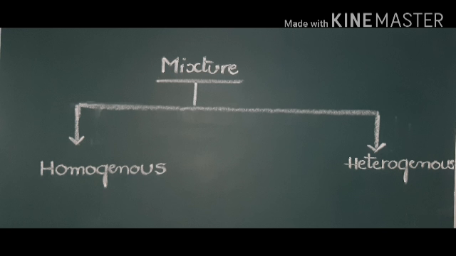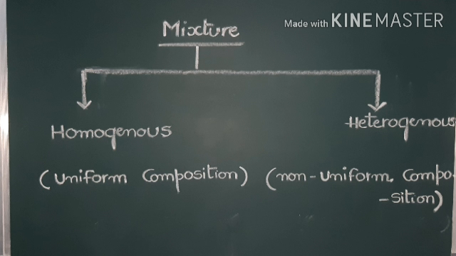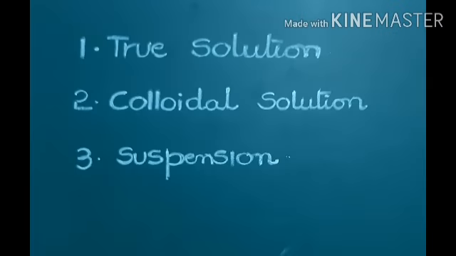And the mixture can be classified into two types: one is homogeneous mixture, the other is heterogeneous mixture. In a homogeneous mixture, the components have uniform composition, whereas in a heterogeneous mixture, the components have non-uniform composition. Based on the properties of these, we can easily focus on true solution, colloidal solution, and suspension.